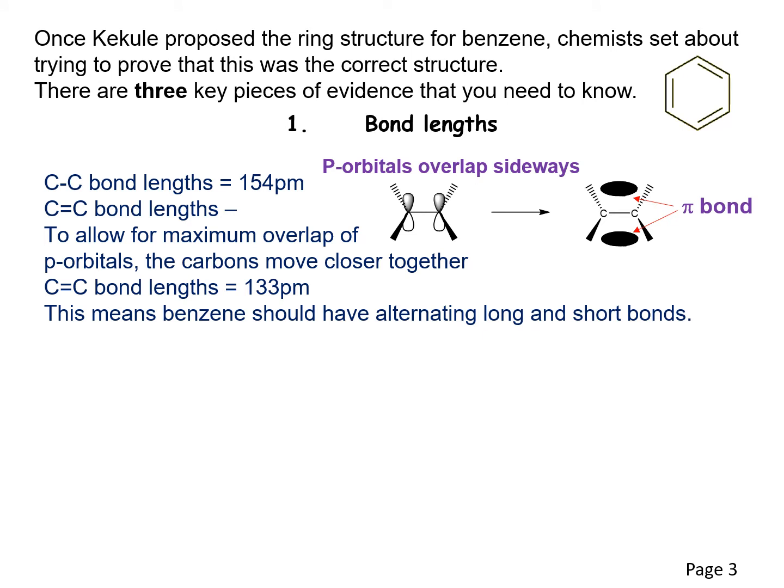This means that when we look at the structure of benzene, we should see an alternating pattern of some long and some short bonds. However, when they actually were able to measure the bond lengths in benzene, they found that all the carbon-to-carbon bond lengths were exactly the same. And look at the size, 140, right in between the typical single and double bond lengths.